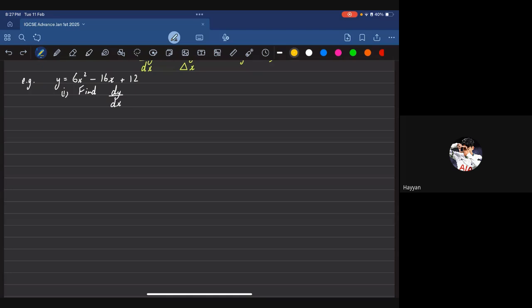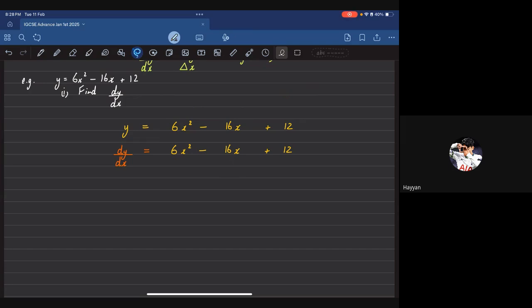All right, let's see. So you've got y is equal to 6x squared minus 16x plus 12. Let me write it down with a bit of gaps. Now, guys, I'm going to find the derivative. So it's going to be dy, which is change in y according to change in x. What you're supposed to do, let's see. Rewrite the entire thing down.